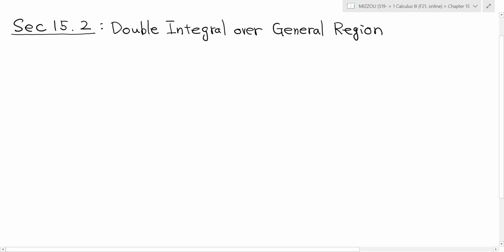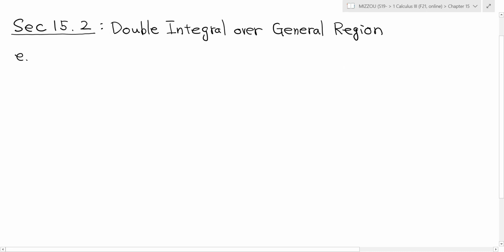Alright, in this video, I'm going to cover section 15.2, which is about double integral over general region. In the previous videos, we covered the double integral over rectangles. So the region of integration for double integral was just a rectangle in the previous two videos. Now in this video, we're gonna generalize it to more general region than just rectangle.